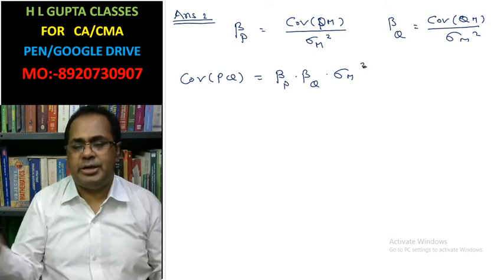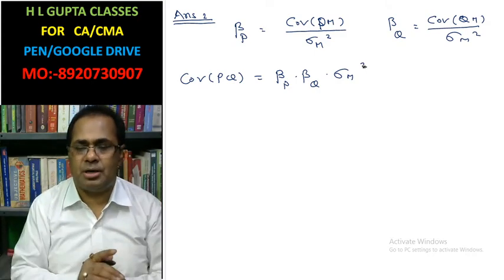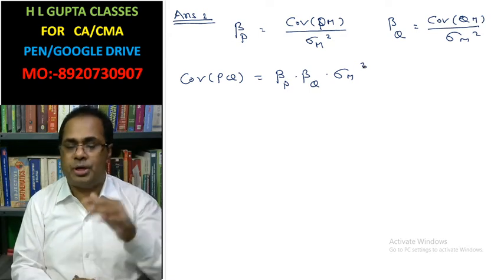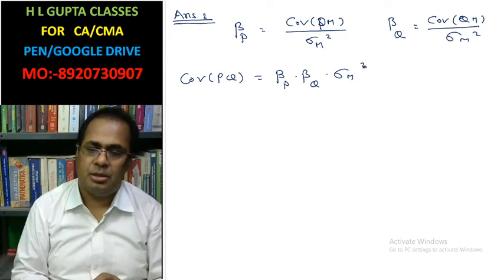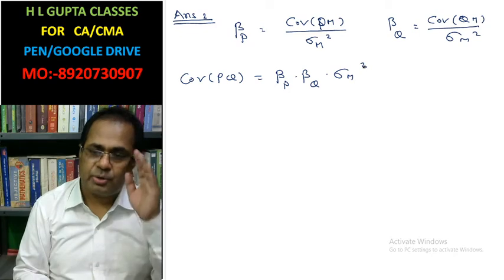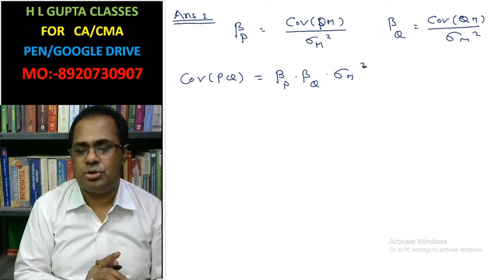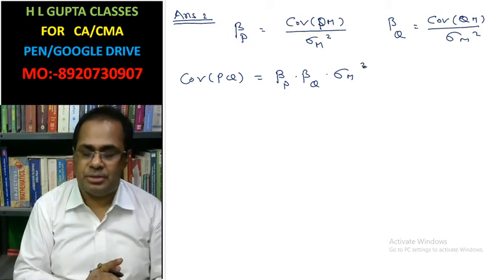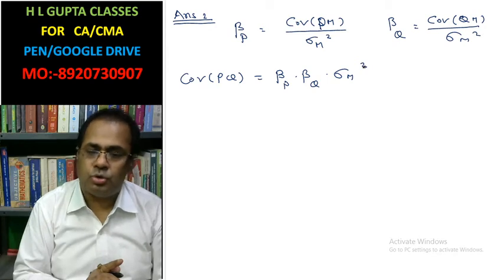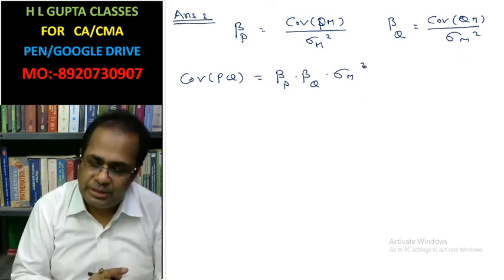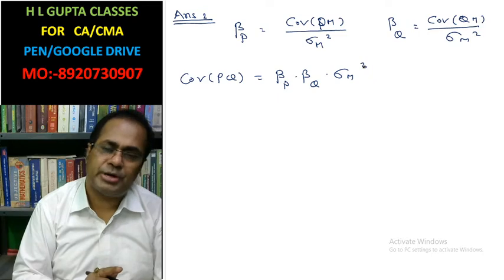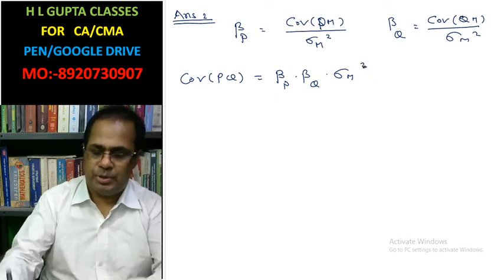You don't need to learn how this formula comes, because it is a matter of statistics, and it is not required for you to learn how the formula is derived. You just have to keep it in your mind. Now by using this formula you can calculate the covariance of P and Q.